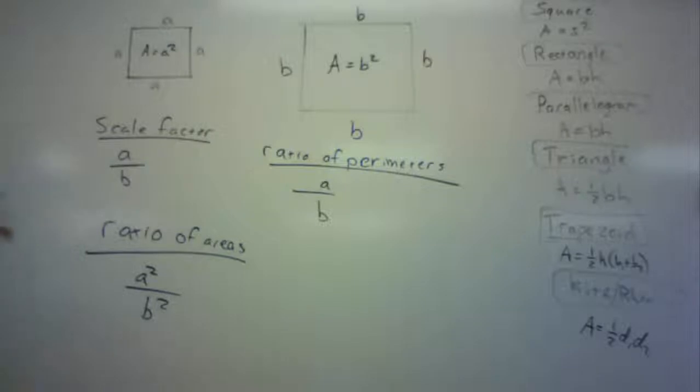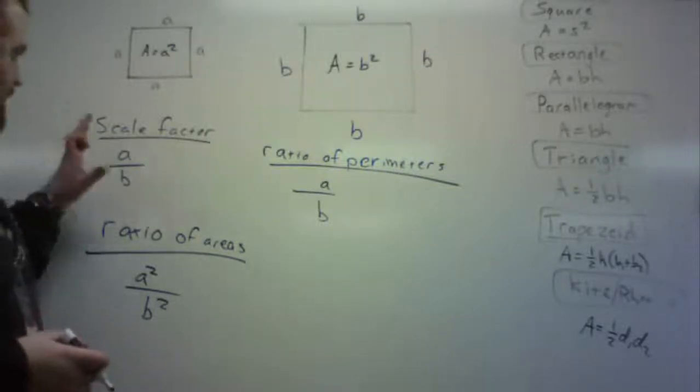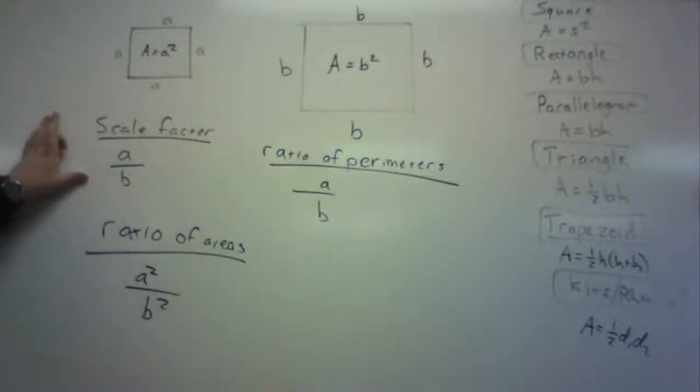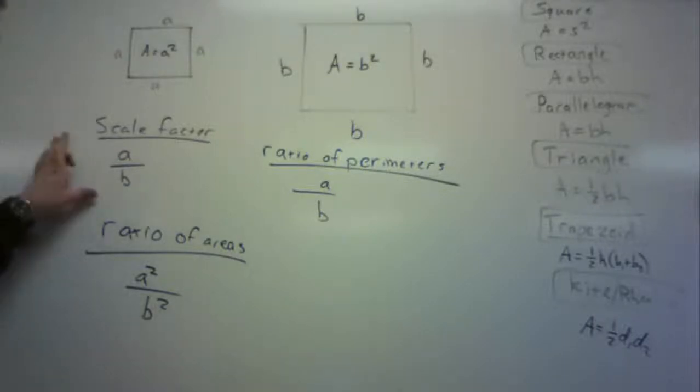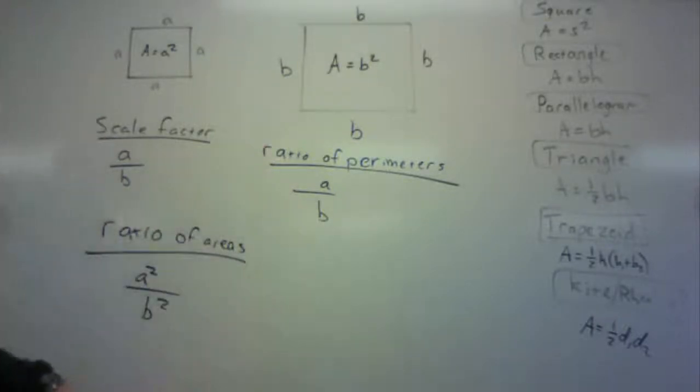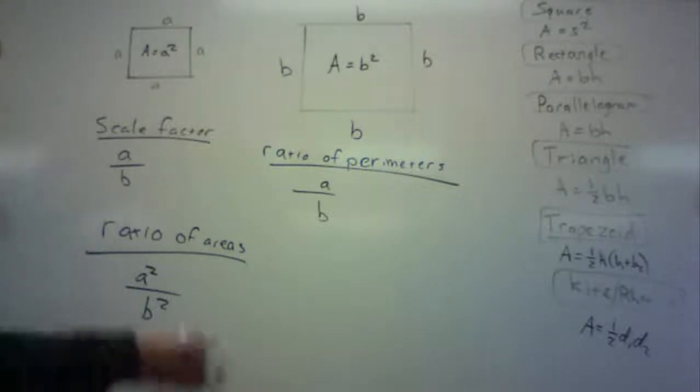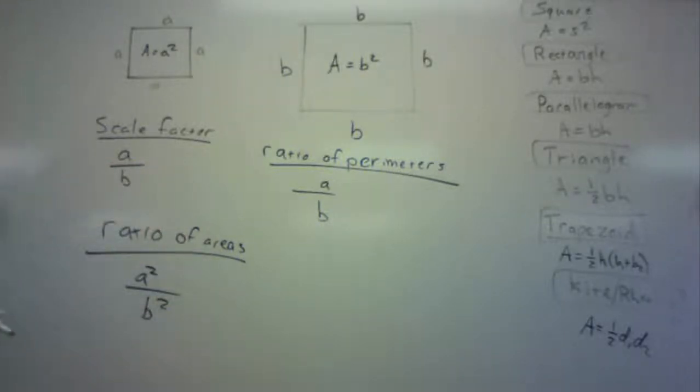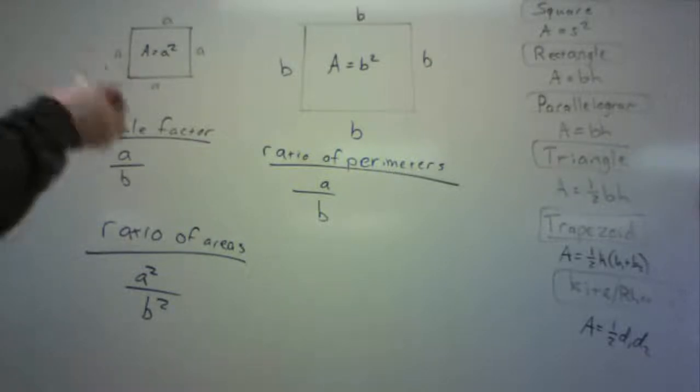And this is all it's saying: the ratio of the lengths, the scale factor of the perimeters, is the square root of the ratio of the areas. Or if I want to put it in other words, the ratio of the areas is just the square of the ratio of the scale factor, or the ratio of the perimeters.